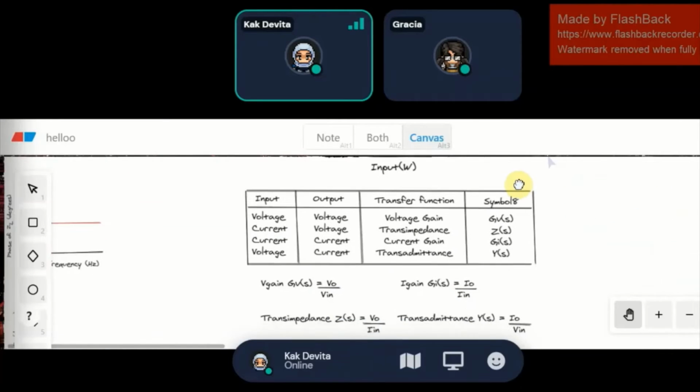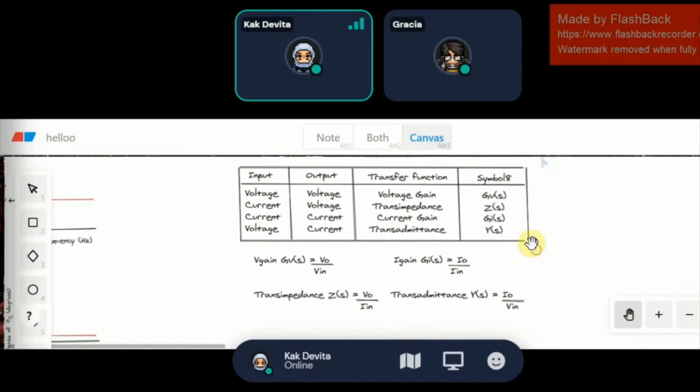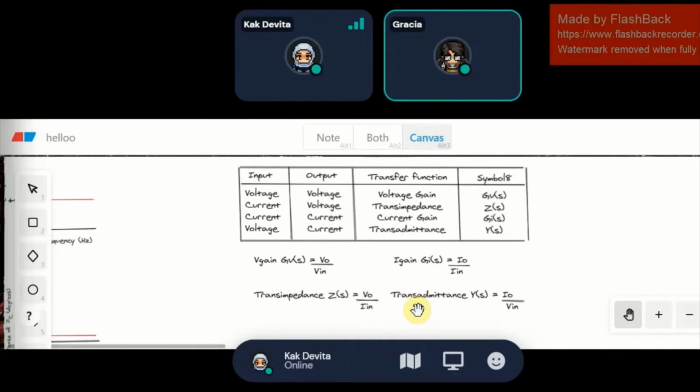And on the bottom, you see there is a table, right? Yes. This table is basically the table of 4 transfer functions that can be used differently based on their usage. The first one would be voltage gain, which is voltage output divided by voltage input. For current gain, it would be current output divided by current input. For transimpedance, it would be voltage output divided by current input. And do you know what it would be for transadmittance? It will be current output to the voltage input, right, Kak?